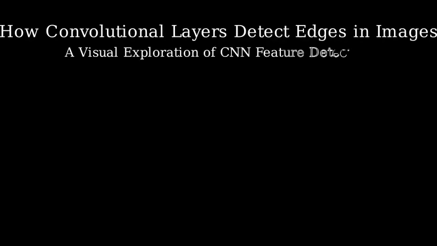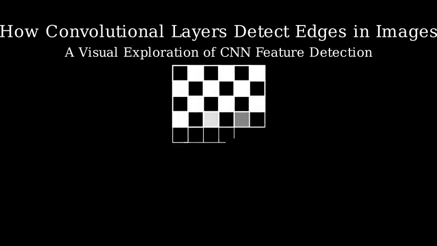Welcome to this video on how convolutional neural networks detect edges in images. This is a foundational concept that helps us understand how deep learning models can recognize patterns in visual data. Before we dive into convolutional layers, let's understand what an image actually is from a computer's perspective.